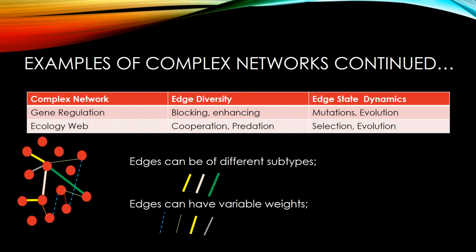More examples of complex networks with edge diversity and edge state dynamics. Gene regulation can be a complex network. The edge diversity can be blocking and enhancing, and the edge state dynamics can be mutations and evolution.